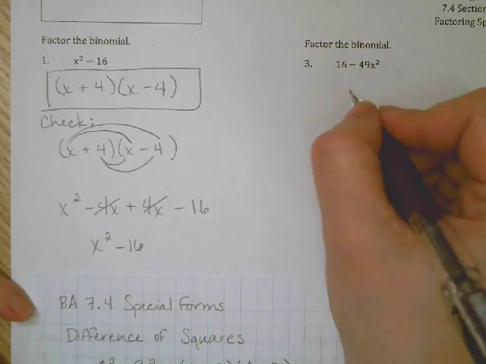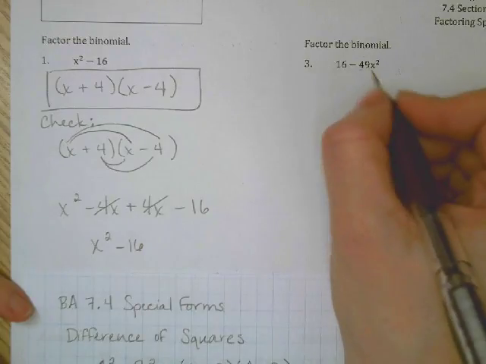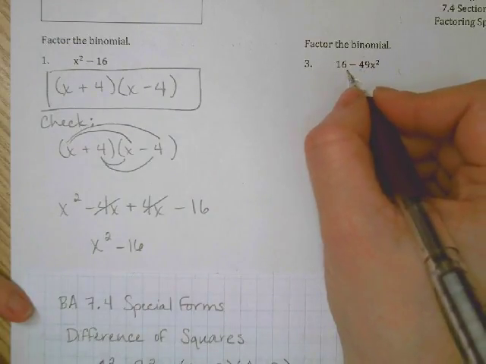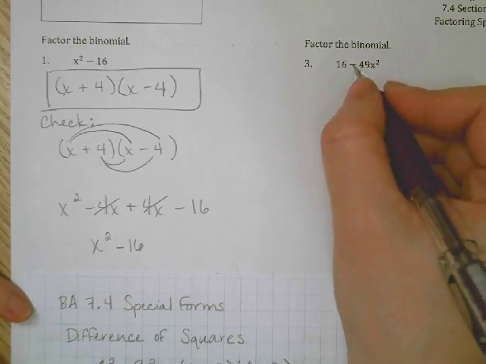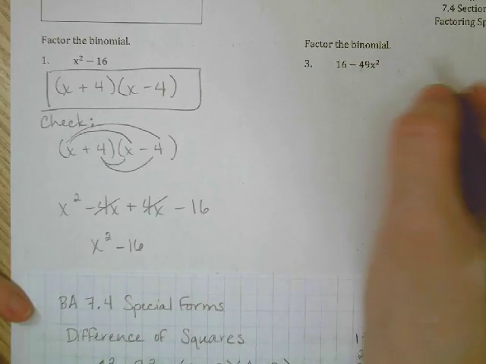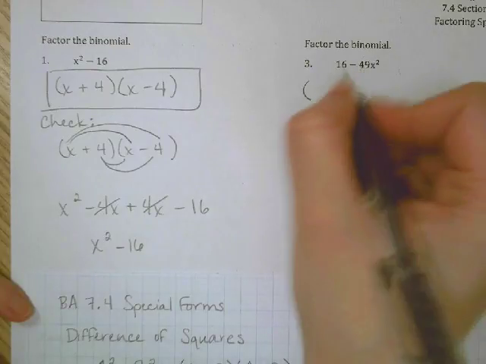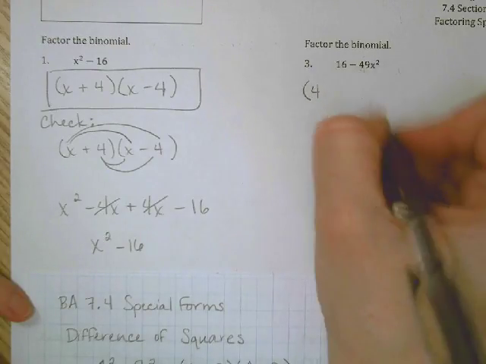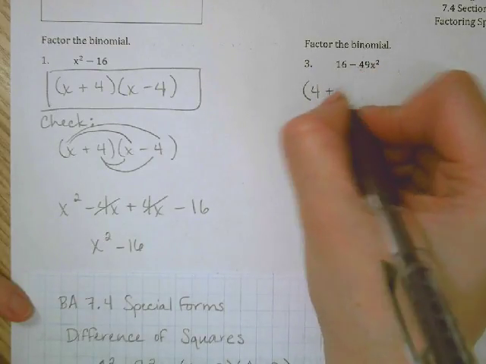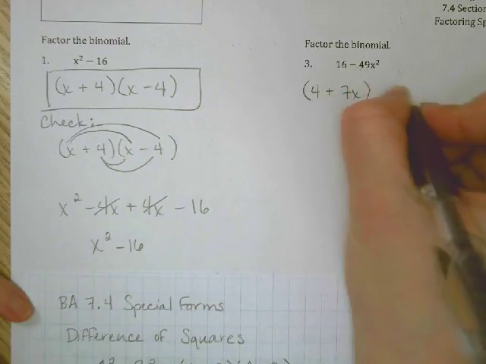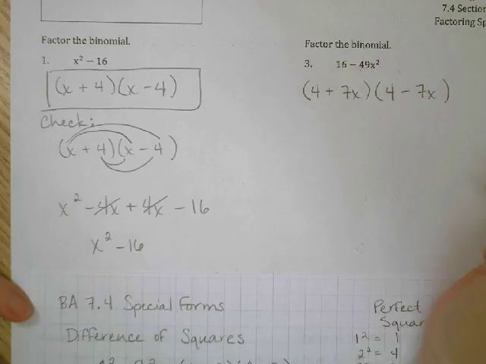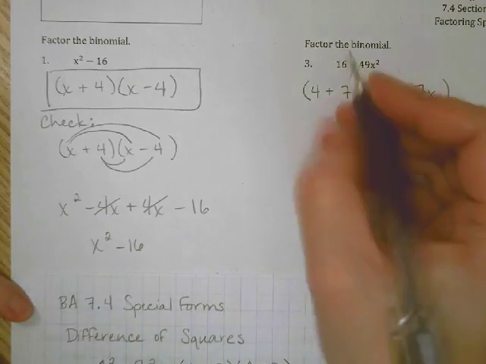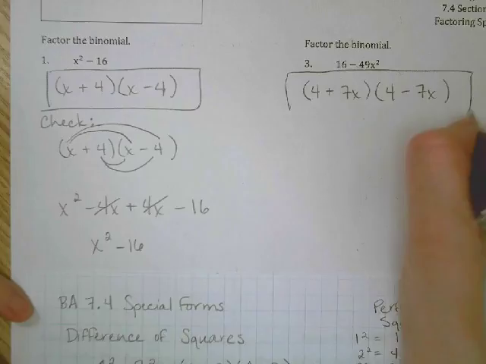The order of them is important. Some people get thrown by a problem like this. 16 is a perfect square, 49x squared is also a perfect square, but because the minus is right here, it's important to keep it in this order. So the square root of 16 is 4, the square root of 49x squared is 7x, so 4 plus 7x, 4 minus 7x. That's our answer.